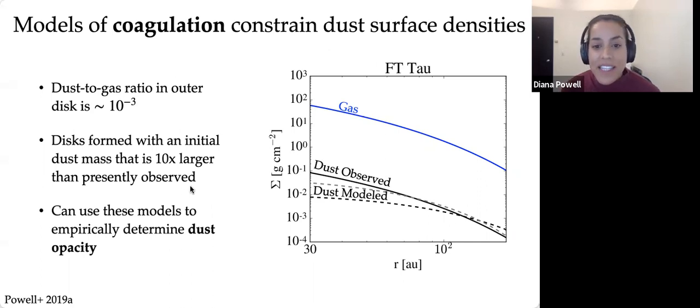And it's worth noting that in these models, the disks formed with an initial dust mass that's a factor of 10 greater than is presently observed. And also, being able to constrain the dust and gaseous surface densities using this method can allow us to empirically constrain the dust opacity, which is particularly exciting because the dust opacity remains one of the largest sources of uncertainty in studies of protoplanetary disks.